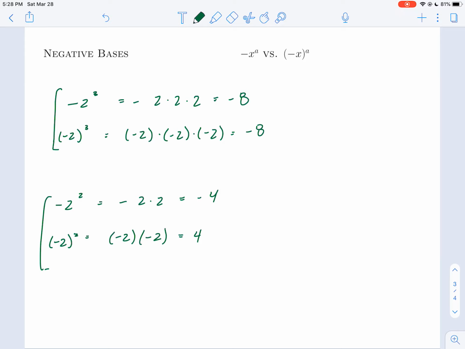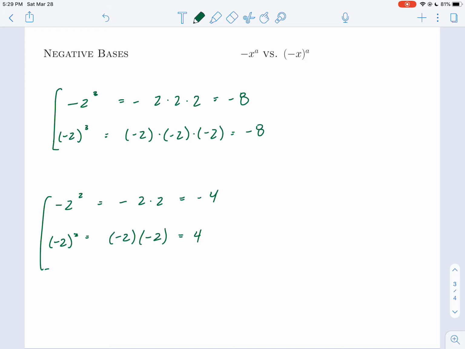Right, so we want to be really careful. Anytime you see an even exponent like that, we're going to have this difference in sign depending on whether we've included those parentheses or not. So we do want to be super careful when we see those parentheses cropping up. All right, that covers a lot of the things that you're going to see with exponents.